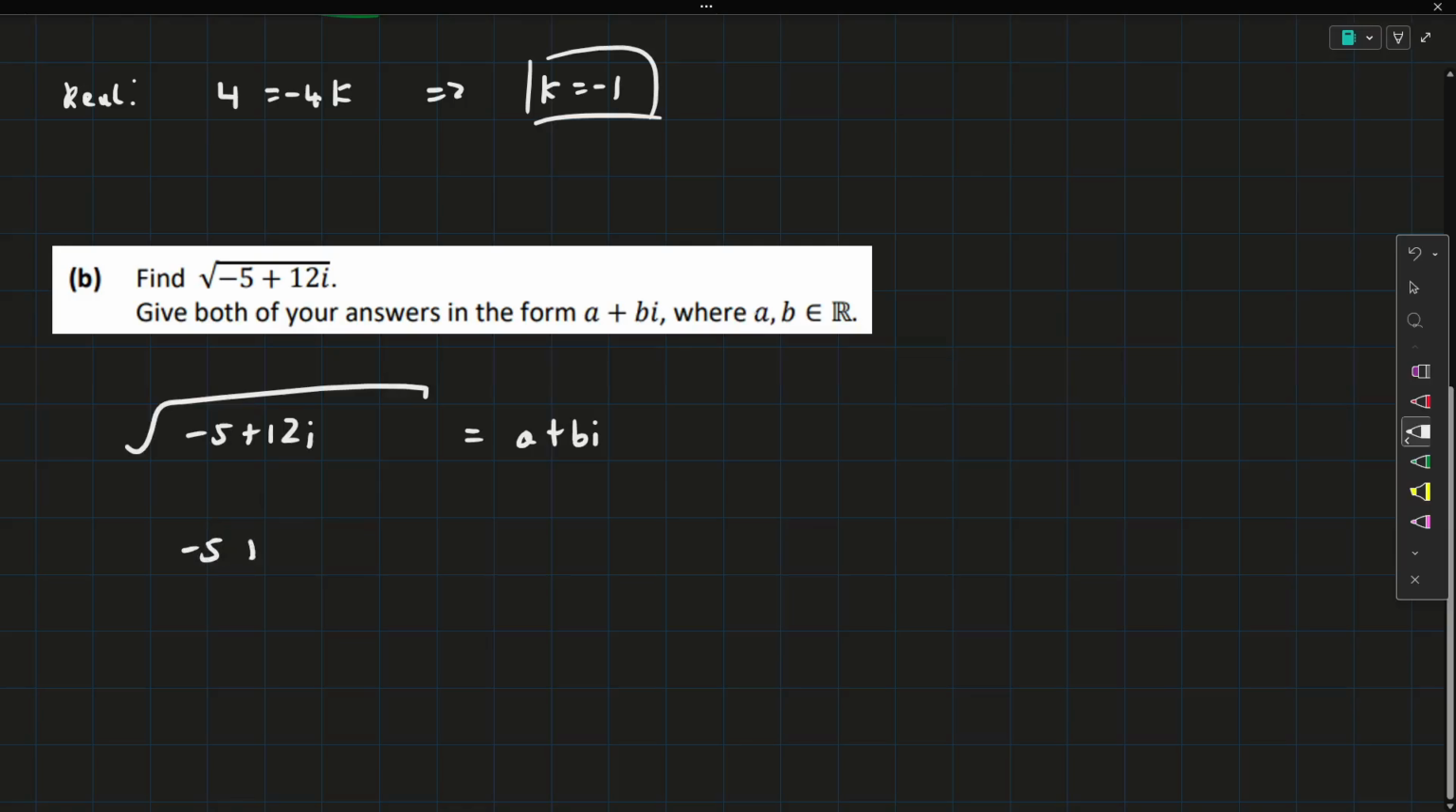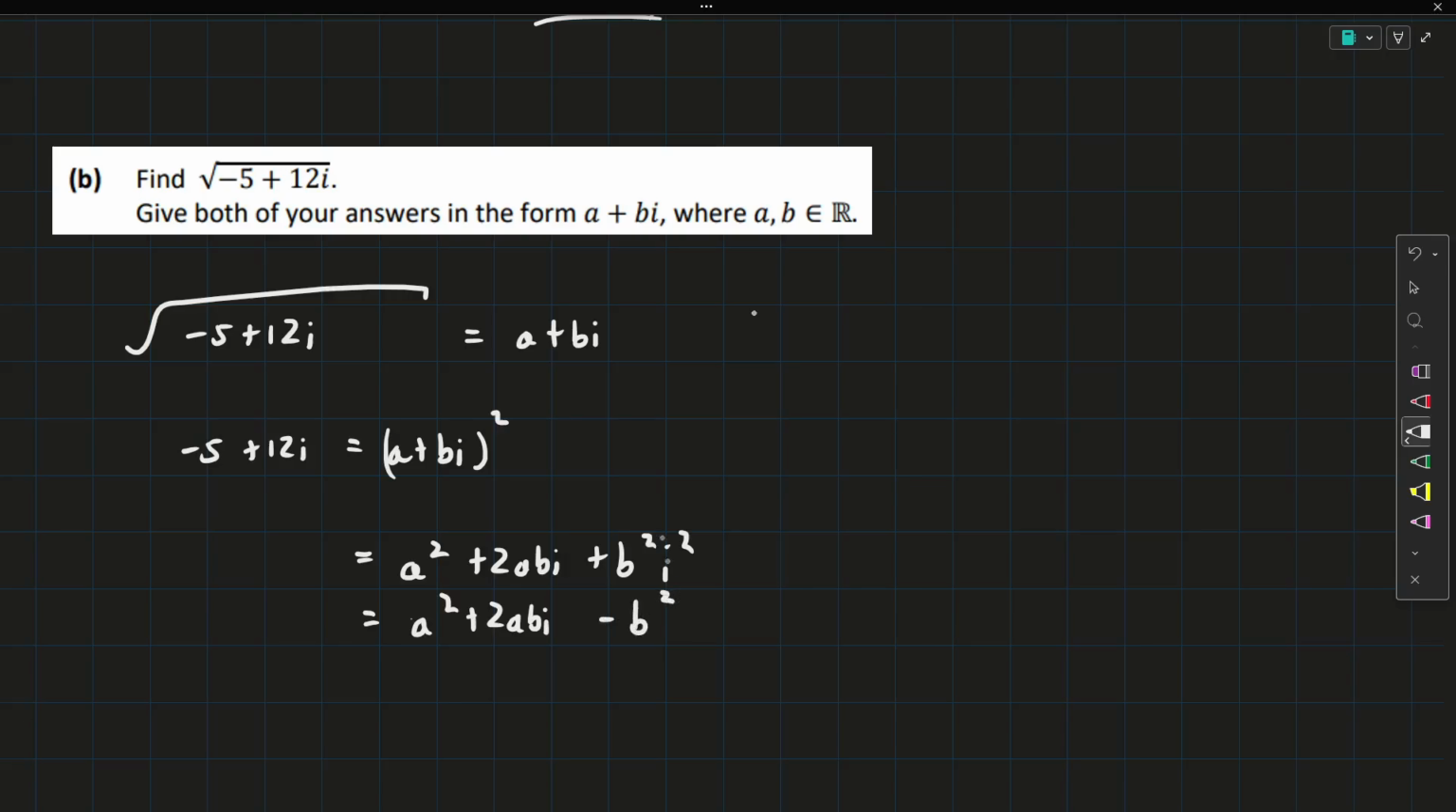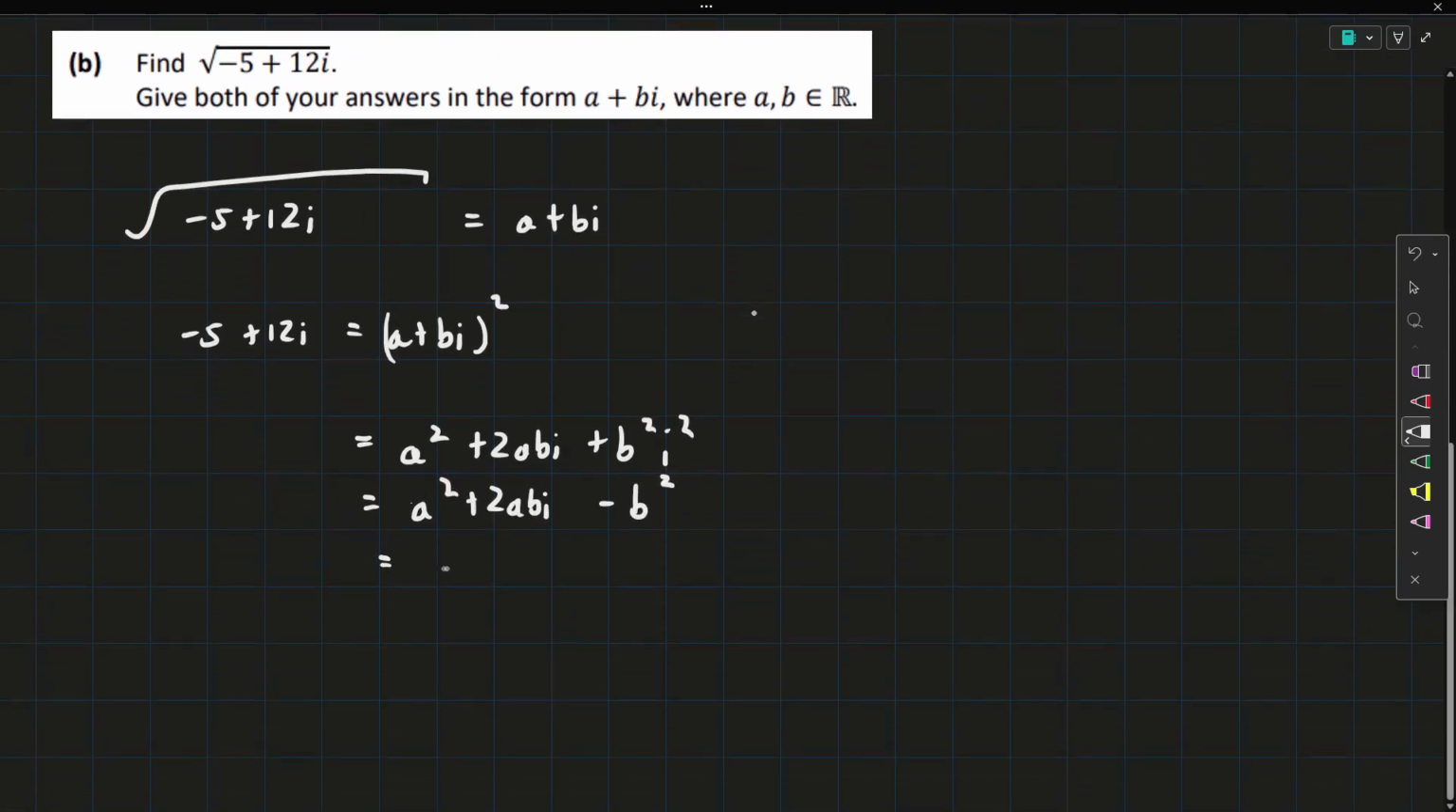So we'll have that minus 5 plus 12i will be equal to a plus bi, the whole thing squared, which will be, just square out the bracket, you'll get a squared plus 2abi, and then plus b squared i squared when you do the last term. And that last term we can write as minus b squared because i squared is minus 1. Then we can group, so the real part is a squared minus b squared, and the imaginary part is 2ab multiplied by i, and then on the left side we have minus 5 plus 12i.